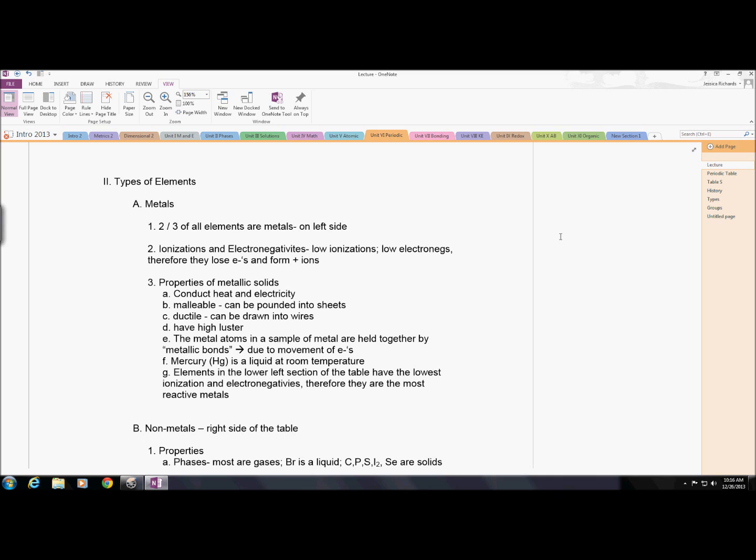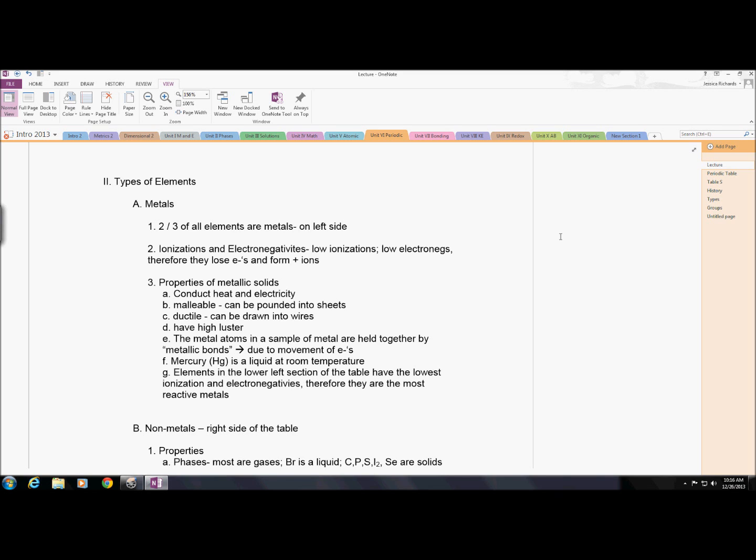If you can very easily lose your electrons, you have low ionization energies, so it's very easy to remove your electron and you become a positive ion. That's generally the key to be considered metallic. All of the metallic elements are solids with the exception of mercury. You must memorize that mercury is a liquid at room temperature.